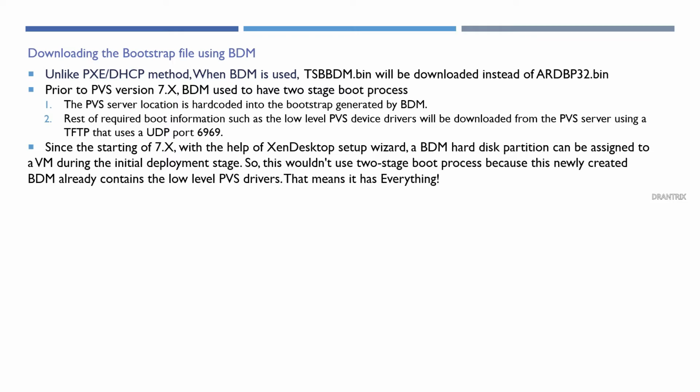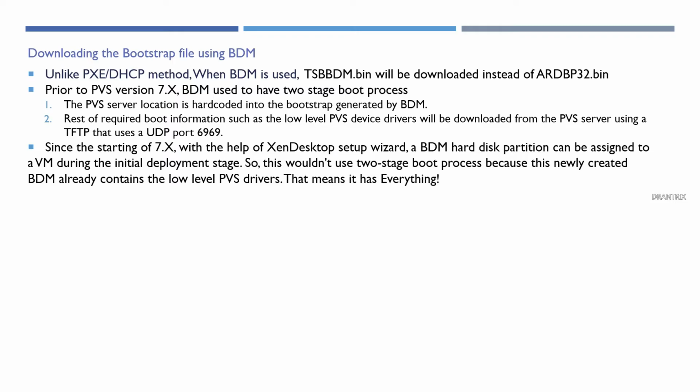Prior to PVS version 7.x, BDM used to have two stages of boot process. The first is that the PVS server location will be hard-coded into the Bootstrap file generated by the BDM, and the rest of the required boot information, such as the low-level PVS device drivers, will be downloaded from the PVS server using TFTP that uses the UDP port 6969.